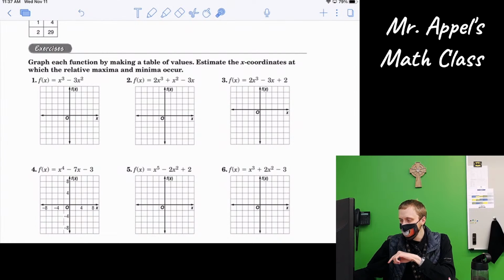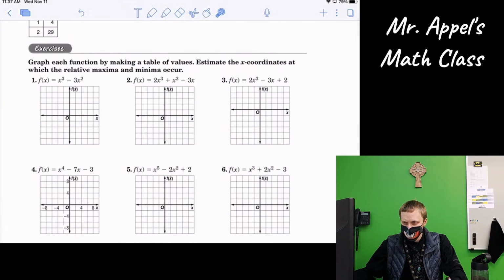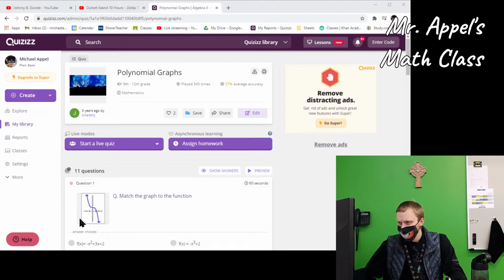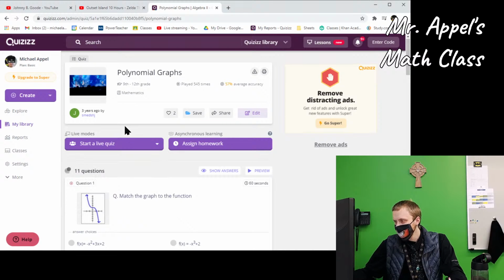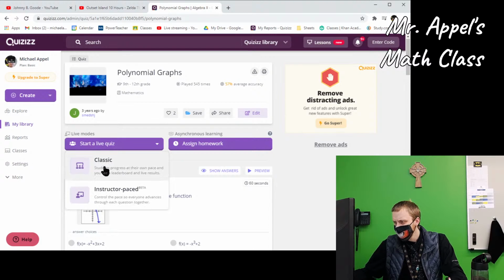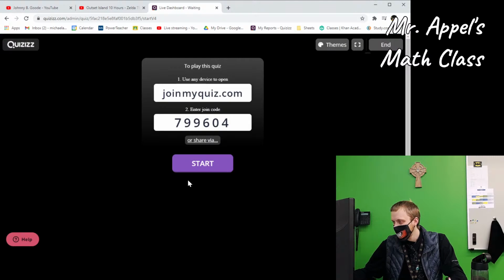Before we do that, I need to put you to the test. We are going to run a quiz. Let me grab the correct window here. There we go. So this is real short. I think it's 11 questions, right? Dealing with the graphs of your polynomial functions.